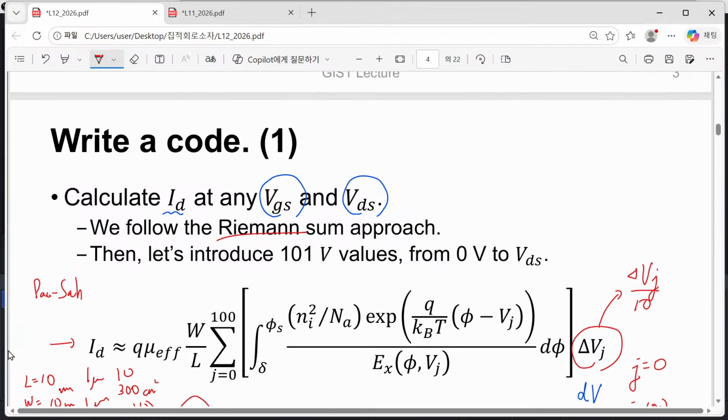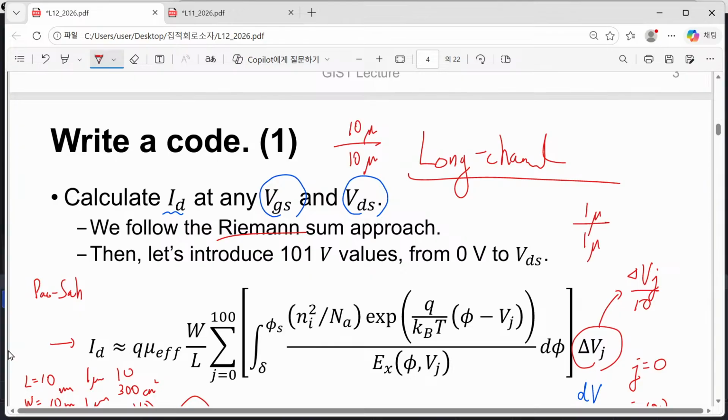Please note that we are currently talking about the long channel limit of our transistor. In this long channel device, the actual values of L and W do not play any role in its IV characteristics. Only W over L is important. Simply speaking, if you have a 10 micro by 10 micro device, then its IV characteristics, when all other parts are the same, will be equal to that of the 1 micro by 1 micro case.